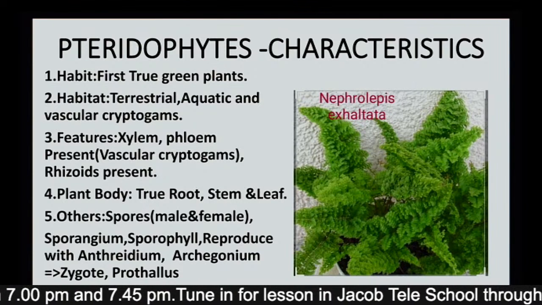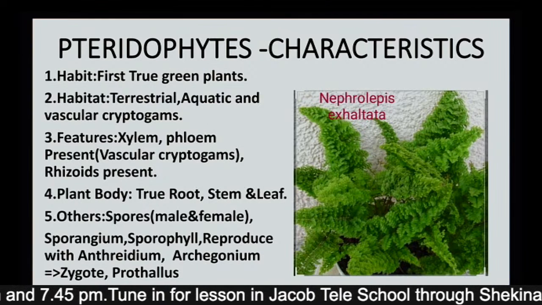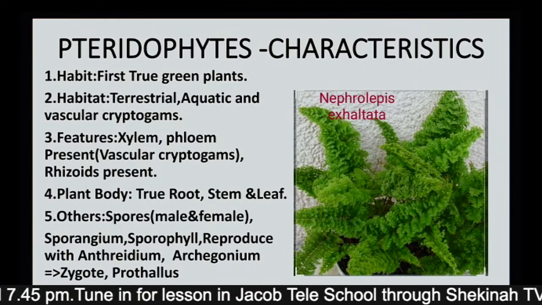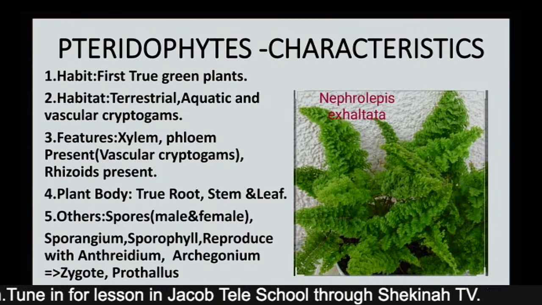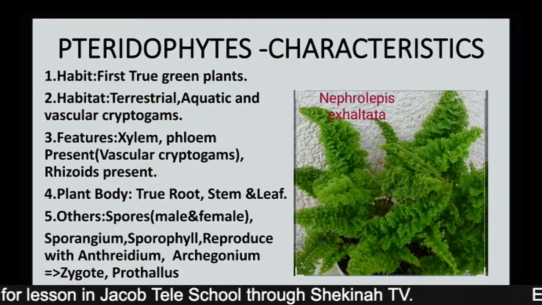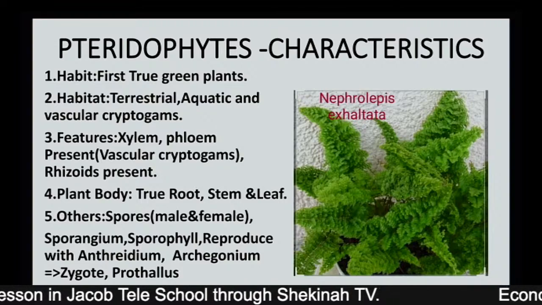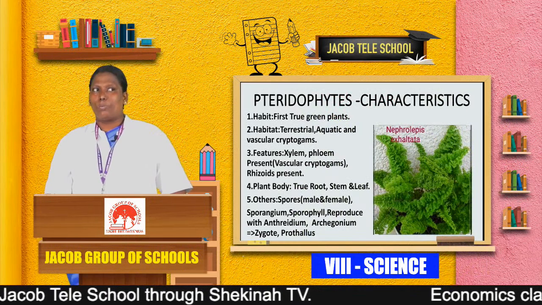Thallus na sollirken undifferentiated stem, root, leaf. So in the pteridophyte, konjam advanced nama plant body paakrom. That advanced plant body is called prothallus. Thallus means plant body. So let me repeat, pteridophytes, they live on the land and they are the terrestrial plants and they are vascular plants.